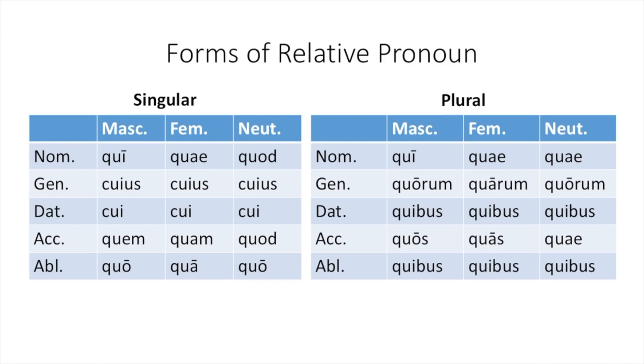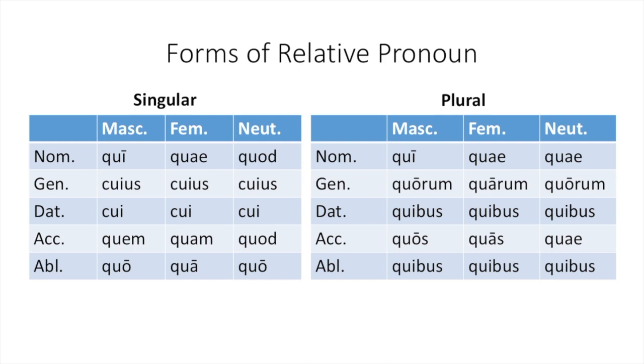The relative pronoun is quī, quae, quod. That's its dictionary entry. And these are all of its forms. As you start copying them down, I will draw your attention to a few forms that are worth noticing. In the genitive singular, cuius is the relative pronoun for all three genders, masculine, feminine, and neuter. That ius ending is consistent across a lot of pronouns, especially demonstratives. In the dative, there's the i, that's also common as a dative ending for pronouns.